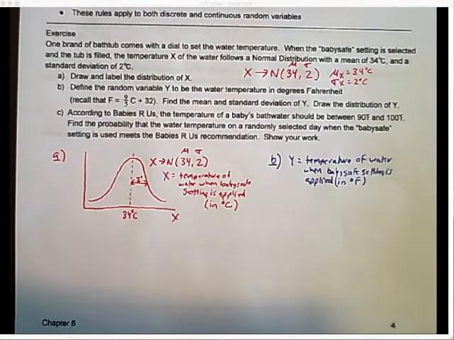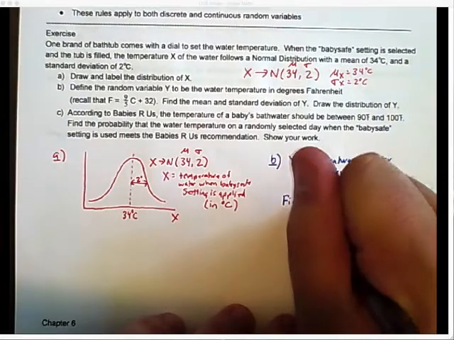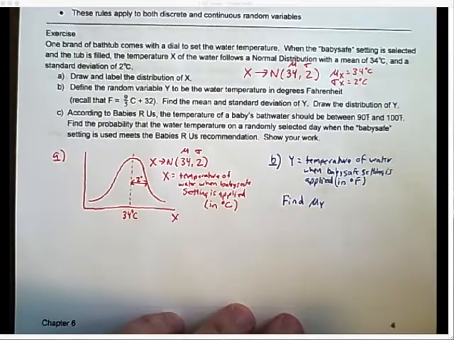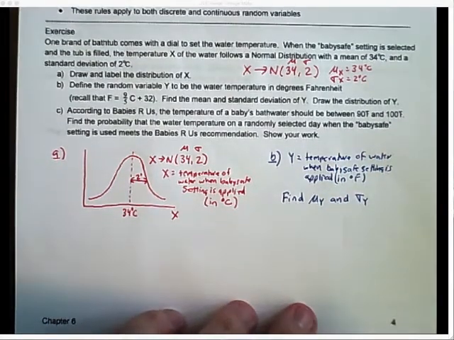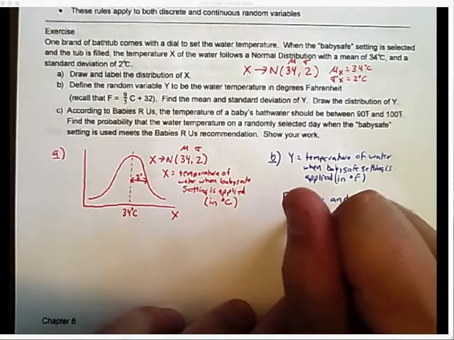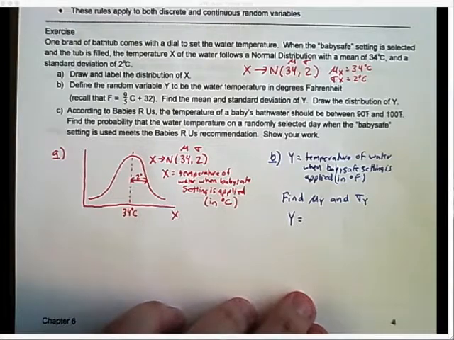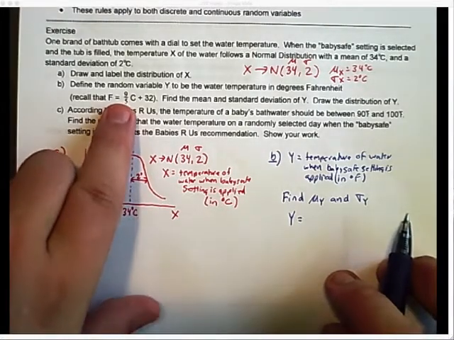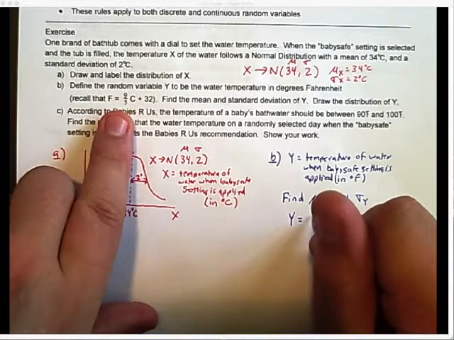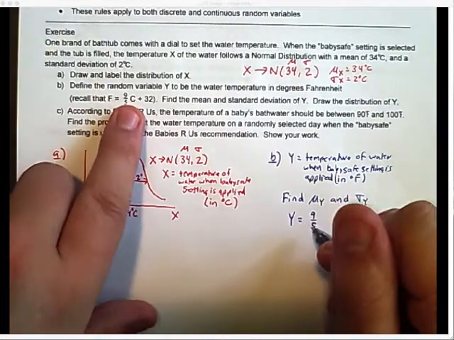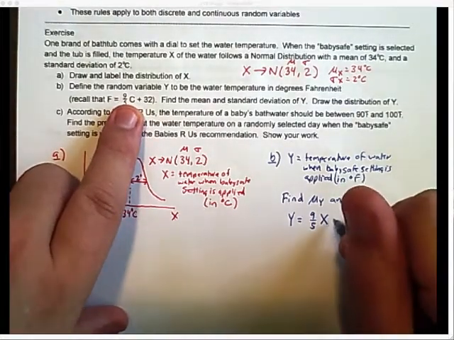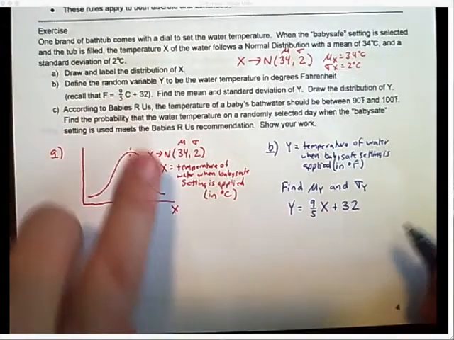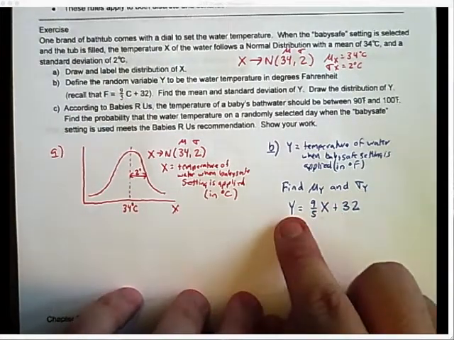All right. So it's asking me to find the mean and the standard deviation of y. So I'm trying to find mu sub y and sigma sub y. All right, so here's how I'm going to do it. First thing I need to do is get an equation for y. Y is the temperature in degrees Fahrenheit. So how do you do that? Well, you take 9/5 of the temperature in degrees Celsius. Well, the temperature in degrees Celsius is x. All right, and then you add 32. So this is a linear expression going from x to y.